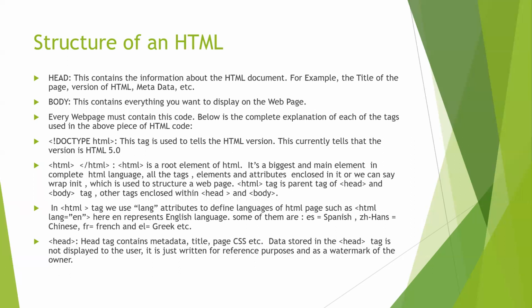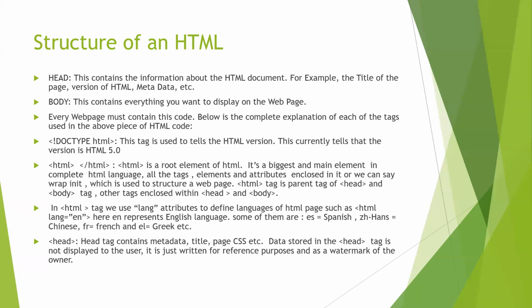Next, structure of an HTML. So basically, HTML consists of head and body. Head contains the information about the HTML document, for example, title of the page, version of HTML, metadata, etc. It also contains body. This contains everything that you want to display on the web page. So every web page must contain this code. Below is the complete explanation of each tag in the HTML code.